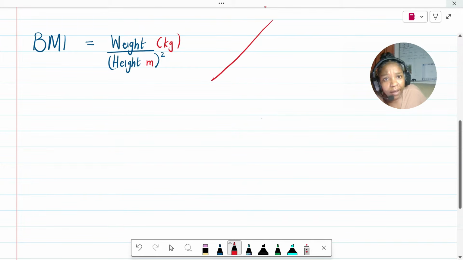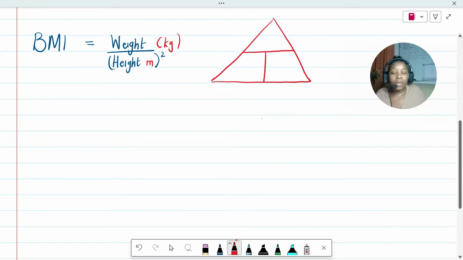You can use this triangle. I'm sure you've seen this triangle when you're calculating average speed, distance, time. It works exactly the same way. So I'm just going to draw this quick triangle for you guys. So what does this mean? We've got weight divided by your height all squared. So right there, this is your weight, divided by height all squared, right? And then here, that is just going to be BMI.